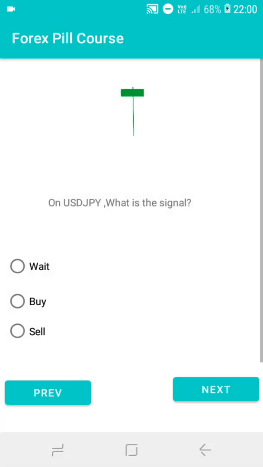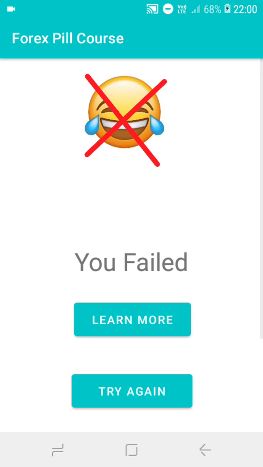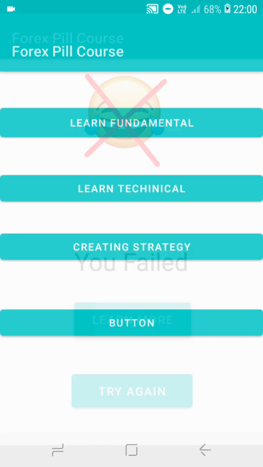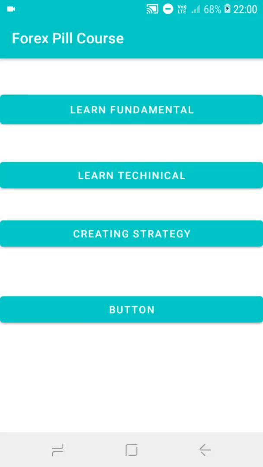Trust your gut, okay? So you keep on answering these things, and then at the end of the day, you will find you failed. If you have got one wrong, you failed. So what does this fail mean? This fail technically means that you need to learn more. Then you press on learn more, and you'll find this one.